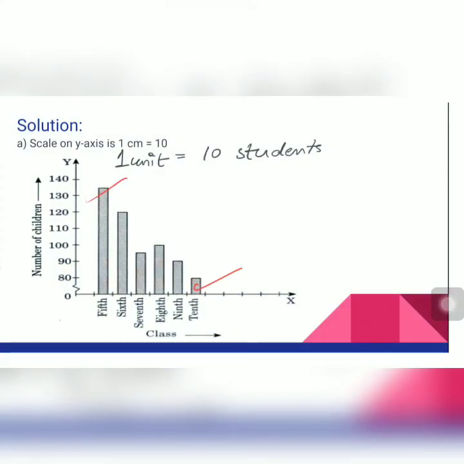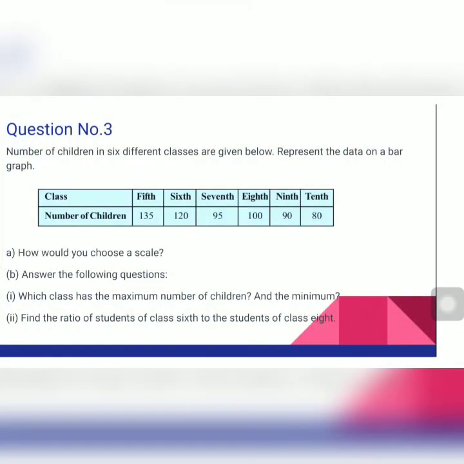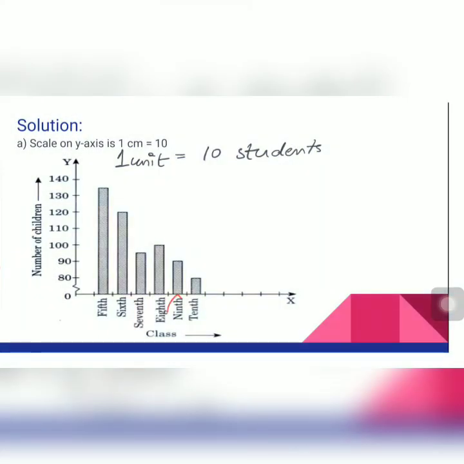So you can see the various heights. 135 was the number of students for class 5th, and that's why the height of this particular bar is taken till here. This value is representing 135. Then class 6 is having 120 students, class 7th is having approximately 95 students, so the height is taken till here. Then class 8th is having 100 students. Then class 9th is having 90 students, and class 10th is having 80 students.